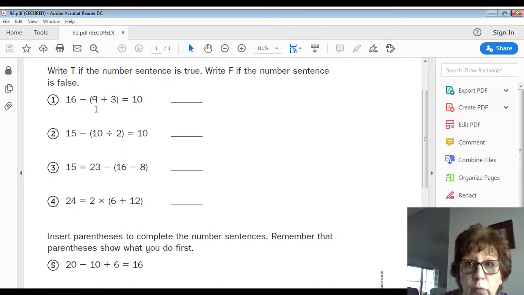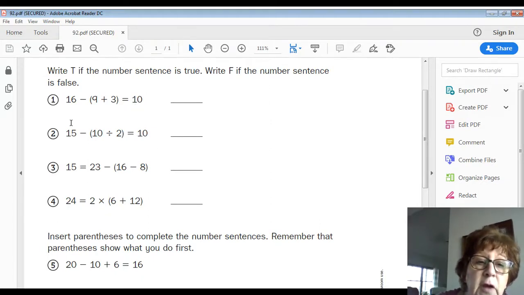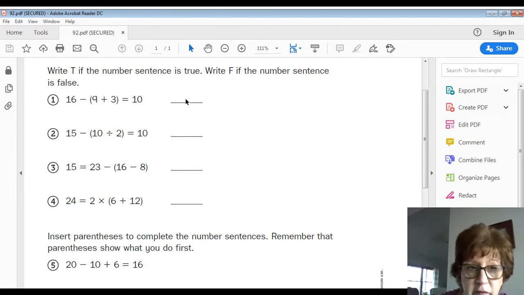All right, so rules of our order of operation. I'm going to do what's in parentheses first. So what's in parentheses here? 9 plus 3. 9 plus 3 is 12. Okay, so 16 minus 12 is going to leave me what? 4. Okay, so is my answer true here or false? All right, just to check this out, if I did 16 minus 9 that would give me 7, and 7 plus 3 is 10. So this one's going to be false.